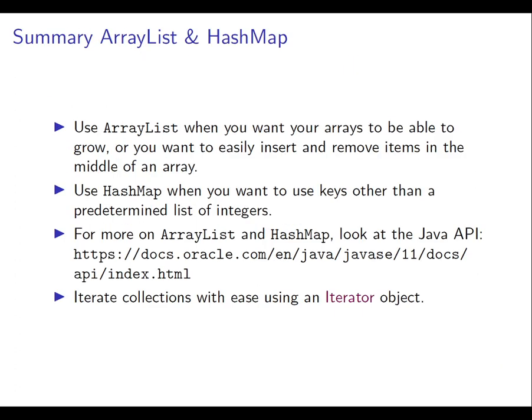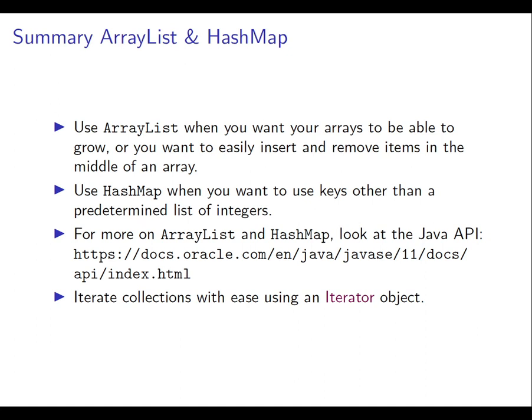So in summary, you can use ArrayList where you want your arrays to be able to grow and shrink, or you want to be able to easily insert and remove items in the middle of the array, or you want to do anything else that is provided by the API of ArrayList but not so easy in an array. You can use the hash map when you want to use keys other than a predetermined list of integers, most especially when you want to use strings as keys, but it could be other things as well.